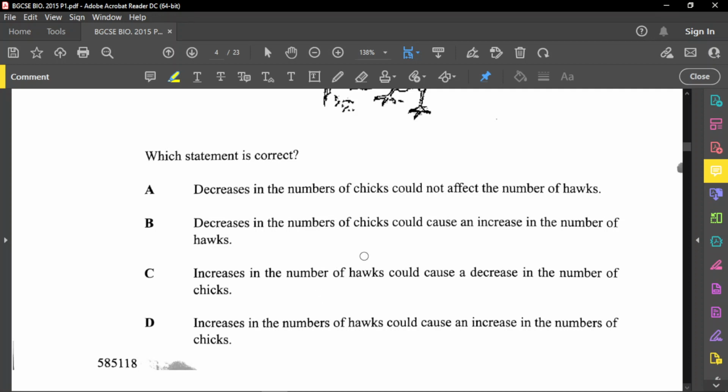Another option says a decrease in the number of chicks could cause an increase in the number of hawks. That is not true, because if you have less food, the number cannot increase. It says an increase in the number of hawks could cause a decrease in the number of chicks, definitely, because more hawks are eating chicks. So this will be your answer. Let's check B to make sure it is not an option: an increase in the number of hawks could cause an increased number of chicks. Not true at all.